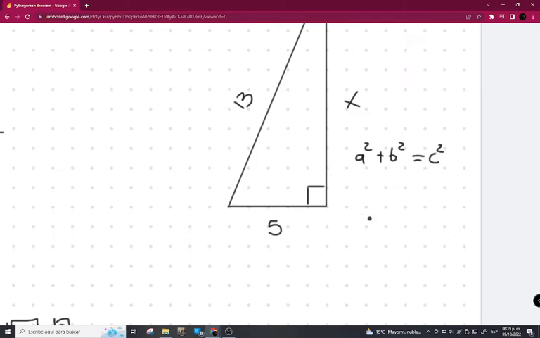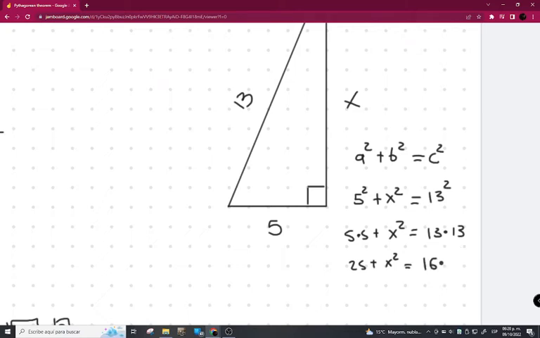So let's write the Pythagorean theorem for this case. It will be 5 squared plus x squared, remember the two legs, equals 13 squared, the hypotenuse squared. So remember, 5 squared is 5 times 5. X squared, let's leave it like that for now. And 13 squared is 13 times 13. So 5 times 5 is 25. 13 times 13 is 169.